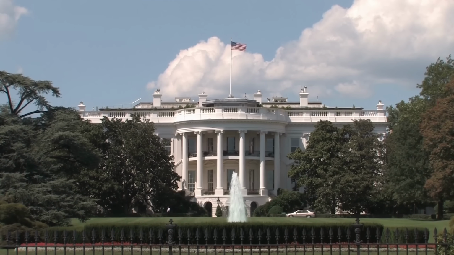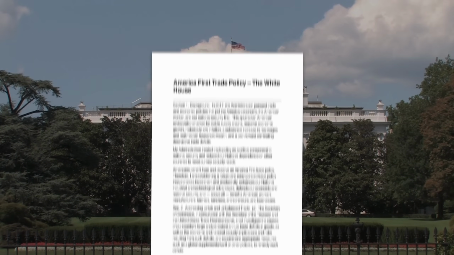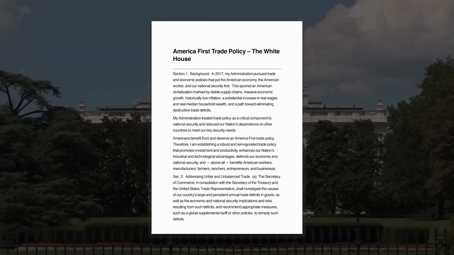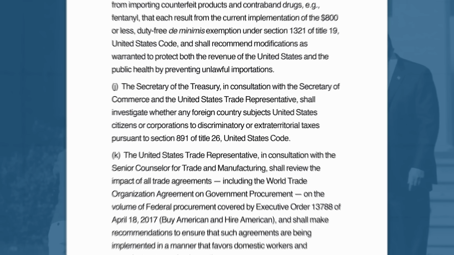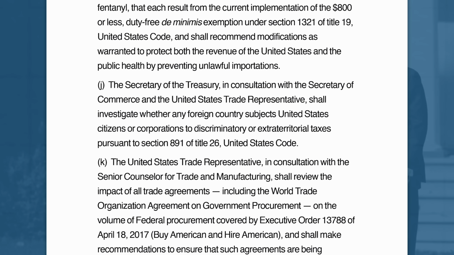On Tuesday, the White House published a document detailing Trump's new America First trade policy. As well as all the usual stuff about tariffs and trade deals, lower down the document there was a relatively short clause that mandated the Secretary of the Treasury to investigate whether any foreign country subjects United States citizens or corporations to discriminatory or extraterritorial taxes pursuant to Section 891 of the US Tax Code.